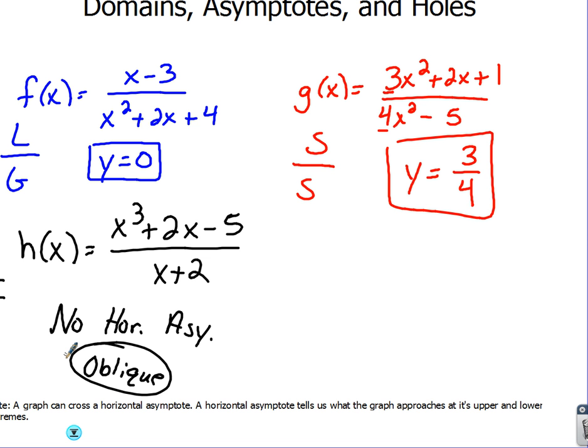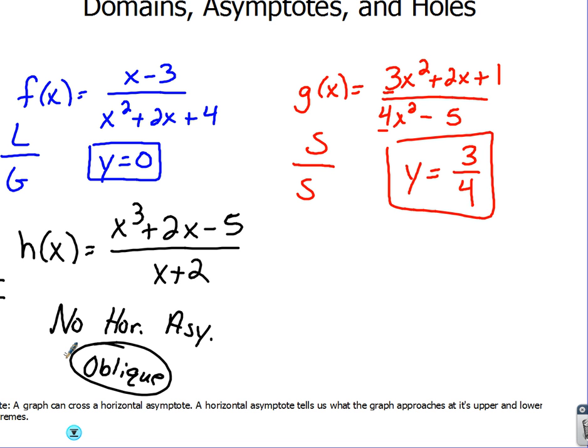If the degree of the bottom is bigger, y equals 0 is your horizontal asymptote. If the degrees are the same, look at your leading coefficients and just pull those numbers. That's going to be your horizontal asymptote. And if the degree on the top is bigger, then you will have no horizontal asymptote. It will be an oblique asymptote. And hopefully now the note there makes sense. It says a graph can cross a horizontal asymptote.